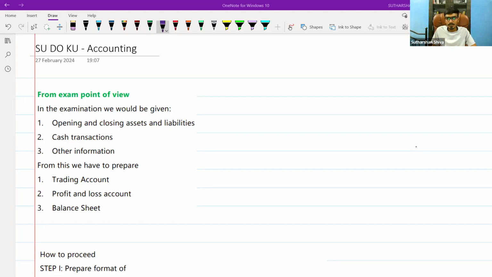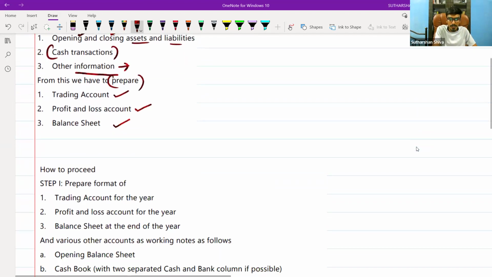As we discuss this, what is our exam point that we need to focus on? First, in our exam, you are given your opening balance and closing balance of assets and liabilities, right? And cash transactions have been given and some additional information has been given. These are the three things which have been given to you. Then what we need to prepare, the requirement of the question, is the trading account, profit and loss account, and balance sheet. As we have earlier discussed in the video itself, the simultaneous method is the best method to find out the answer. Okay. So how can we proceed with this?